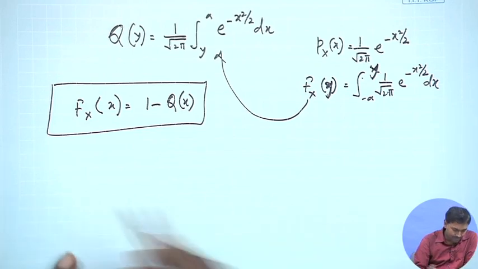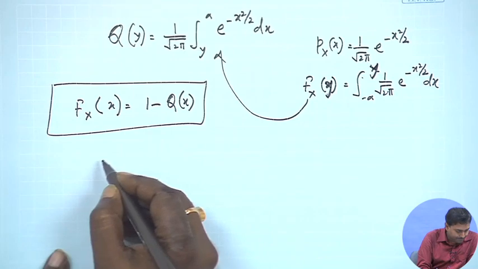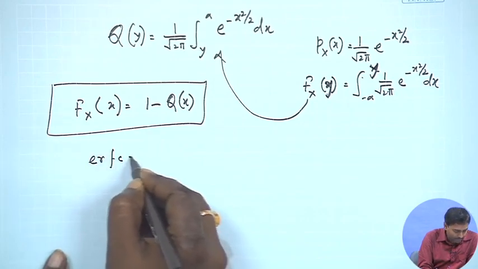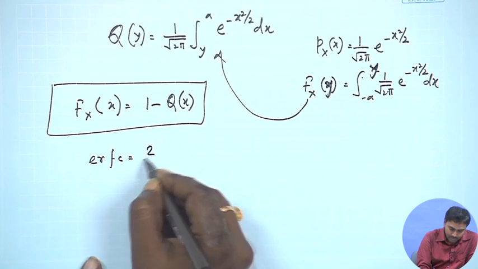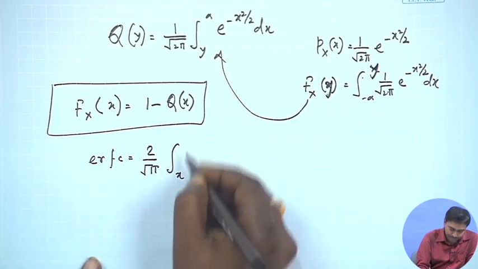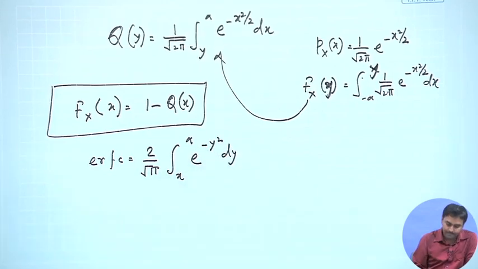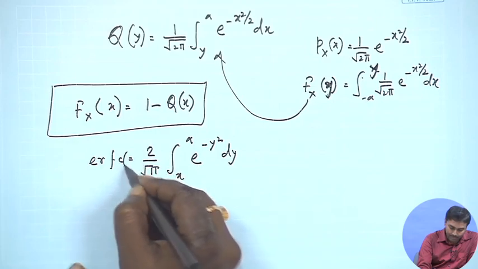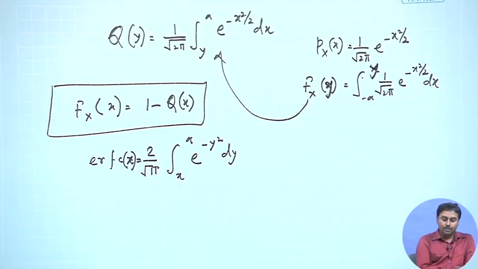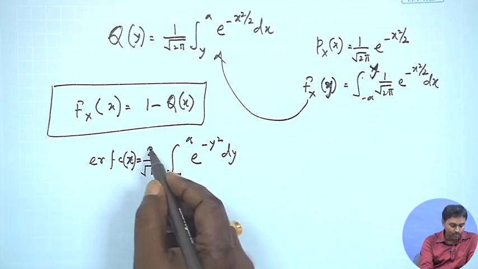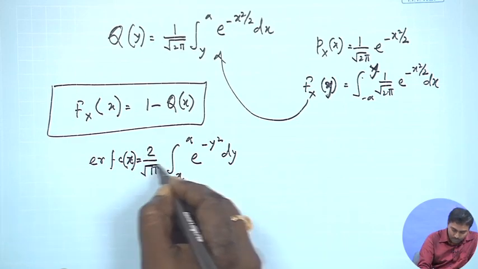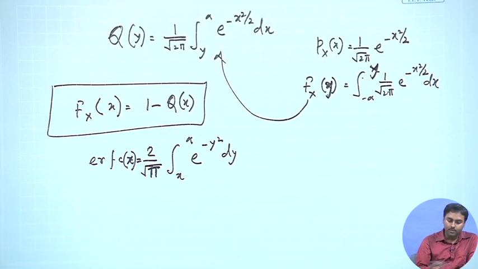There is another function, the error function or ERFC, that is defined as 2 by root pi. These functions are defined just by definition. This is called the error complementary function. By definition, it is a function of x, of course. The integration is 2 by root pi, going from x to infinity of e to the power minus y square.